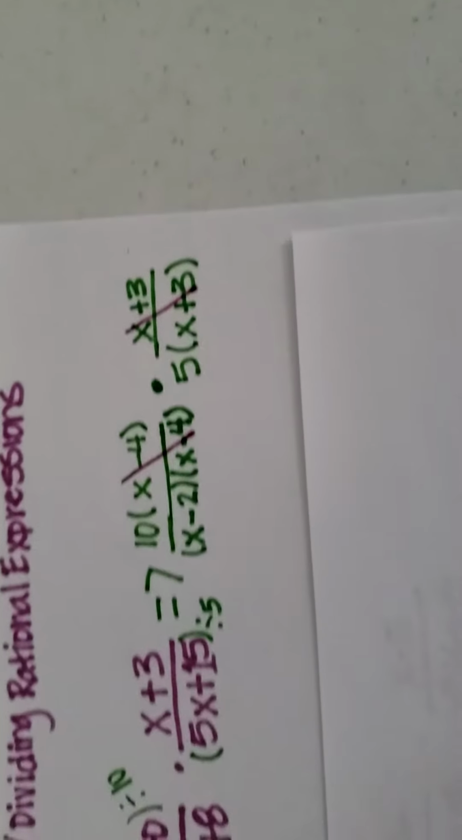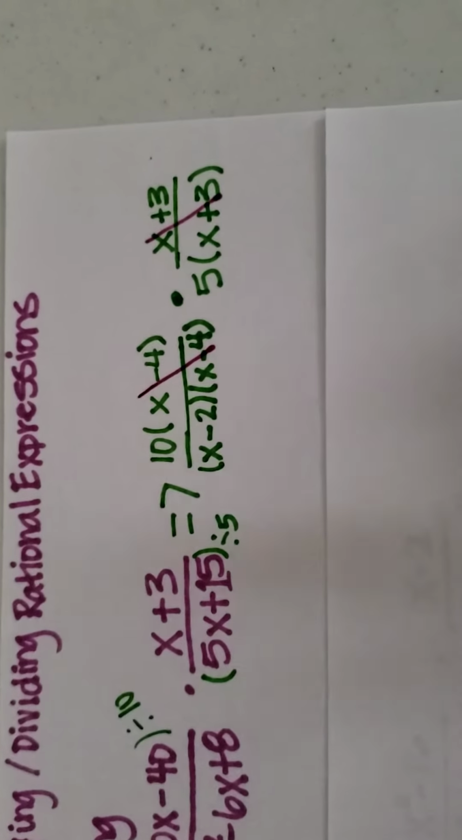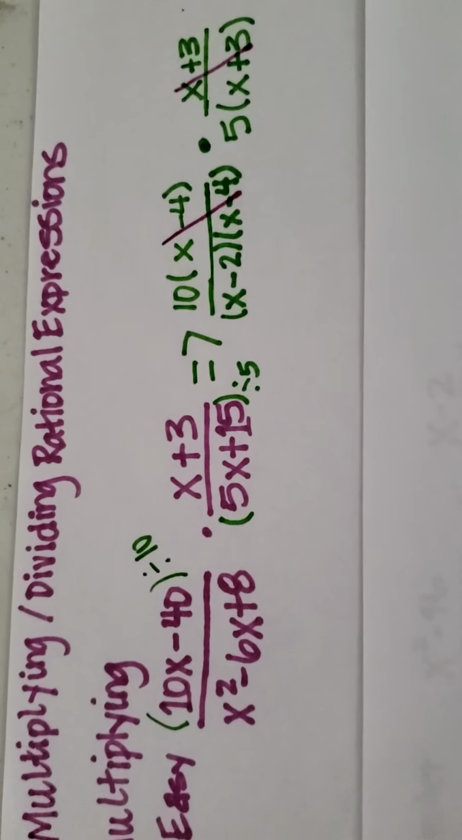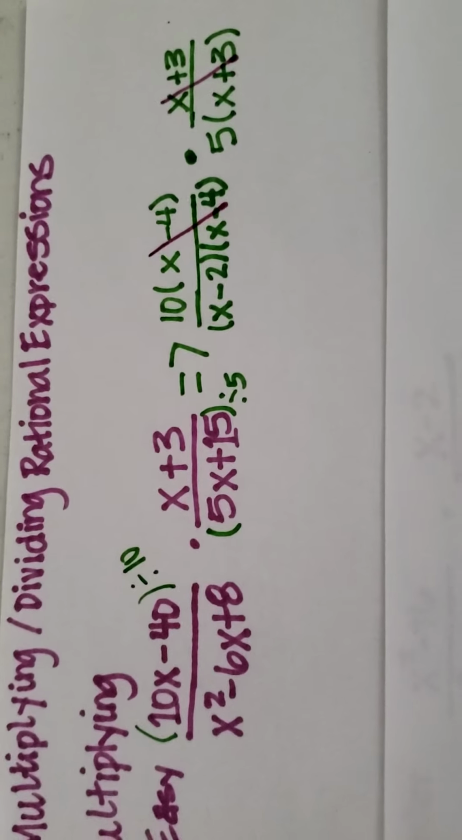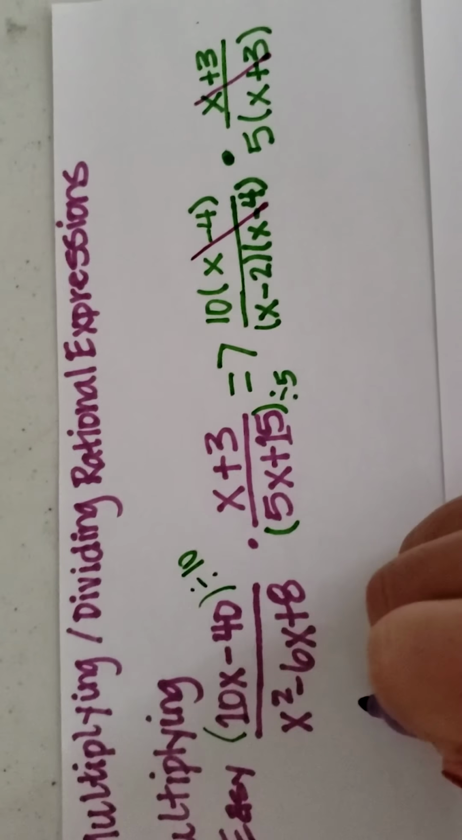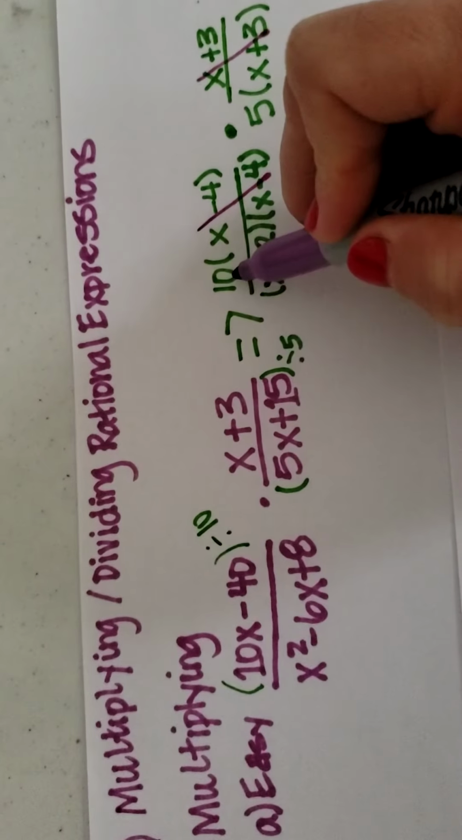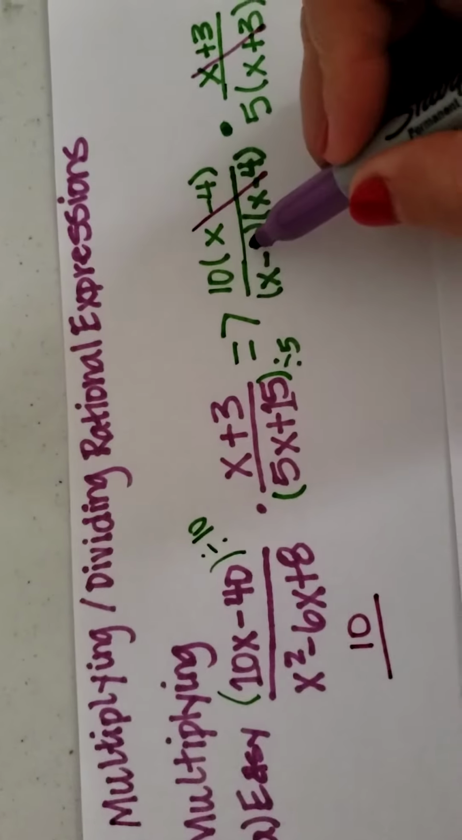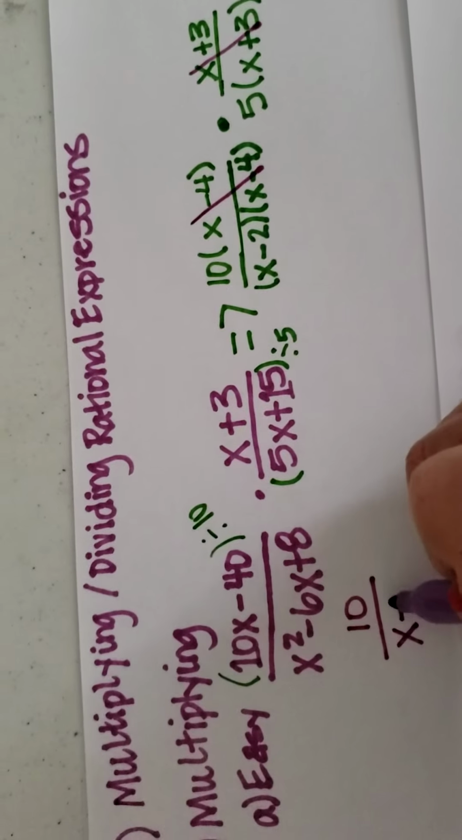Okay, so we'll take a look. I'm going to show you something that we could do in this step, but right now it might be a little too confusing. So let's carry over what we do have that's left, okay? So I see that I have this 10 right here, so I'm going to rewrite it right here, over the x minus 2 that got left over there.